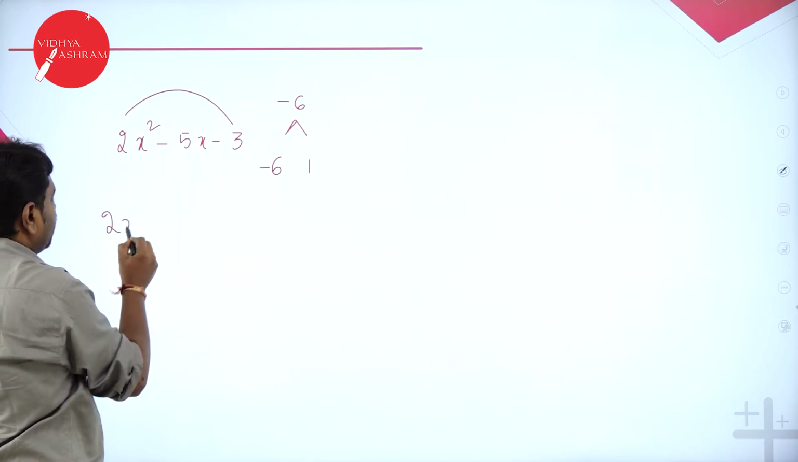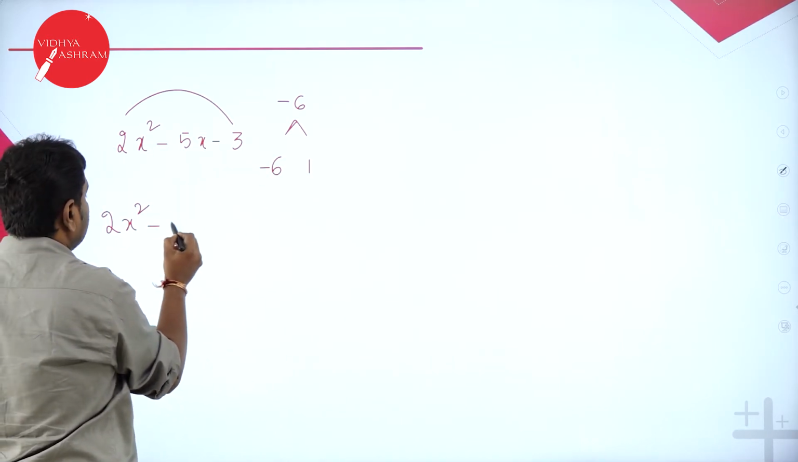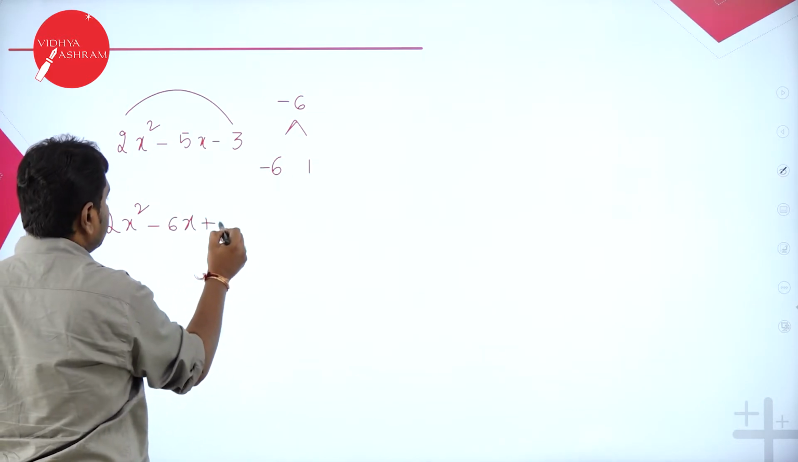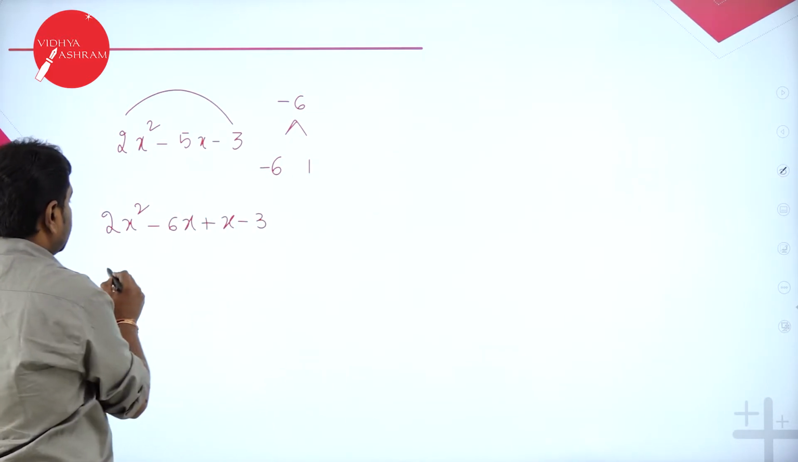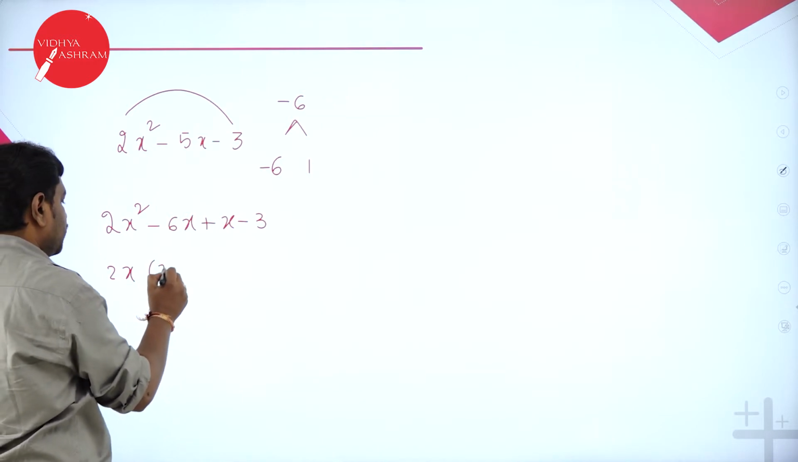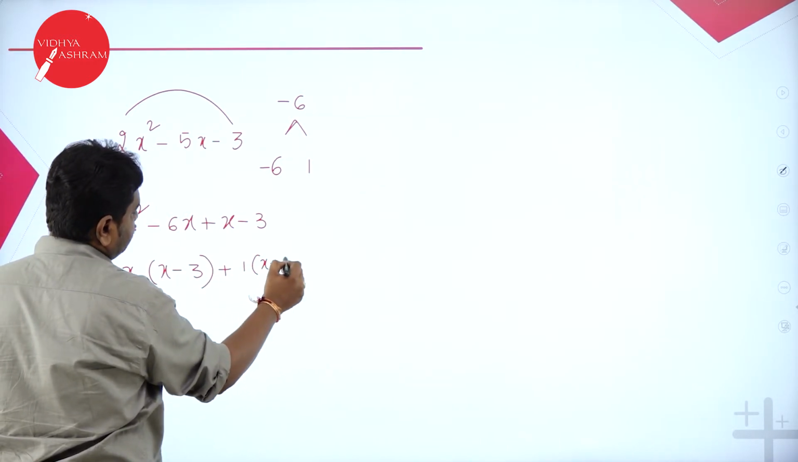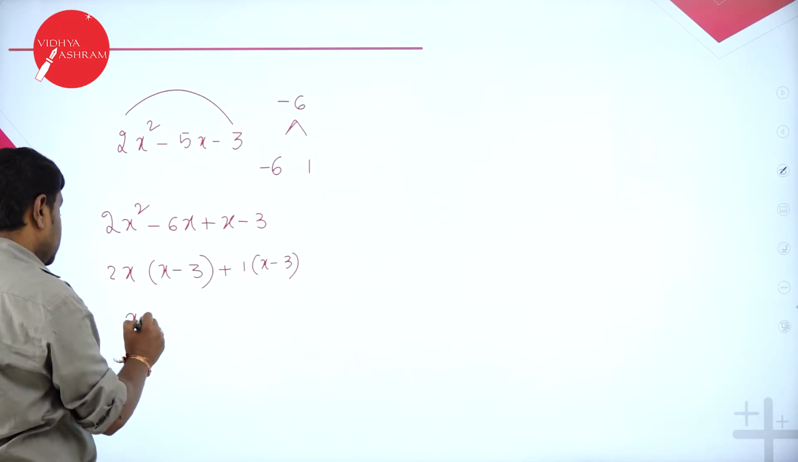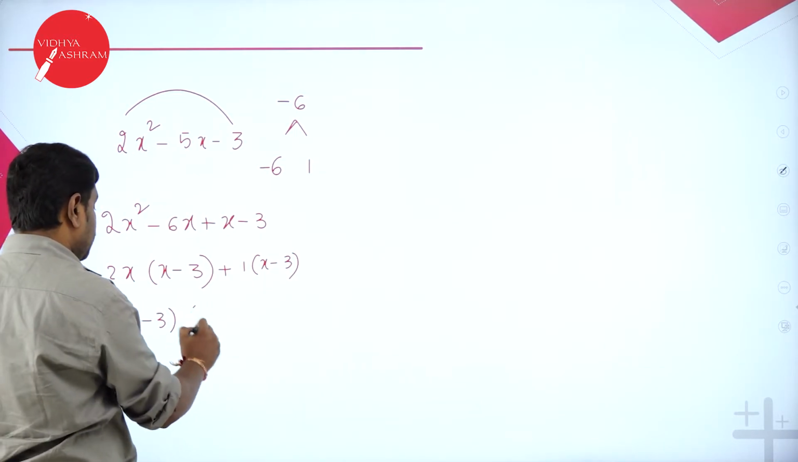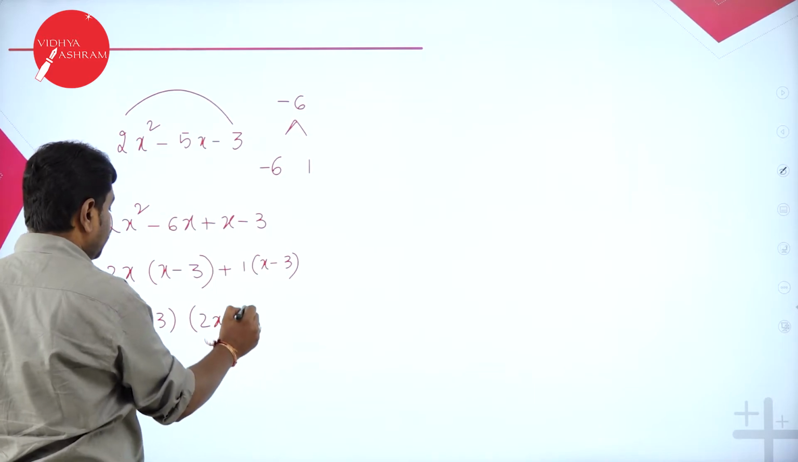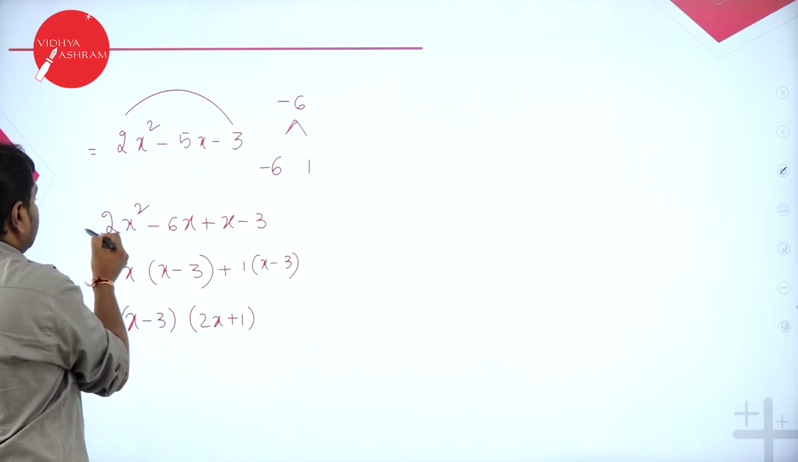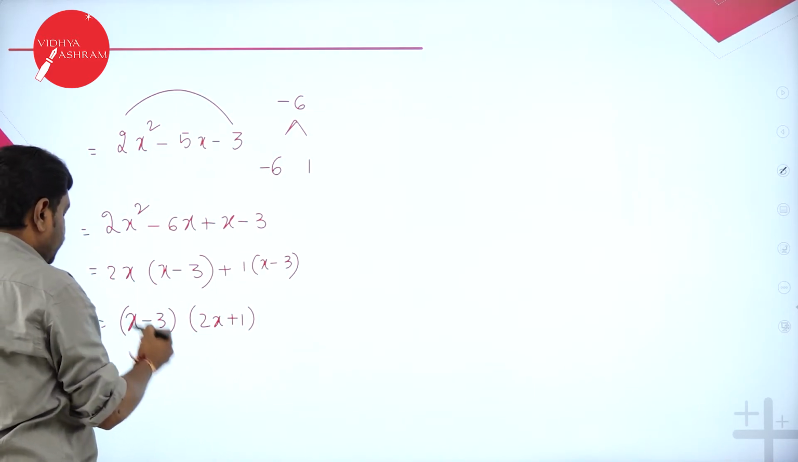So I'll do middle term factorization. It will become 2x square minus 6x plus 1x minus 3. Take out 2x common. If you do that, it will become x minus 3. Take 1 common, so it will become again x minus 3. Now take x minus 3 common. It will become 2x plus 1. So we have done middle term factorization, and now we got the value of the denominator.